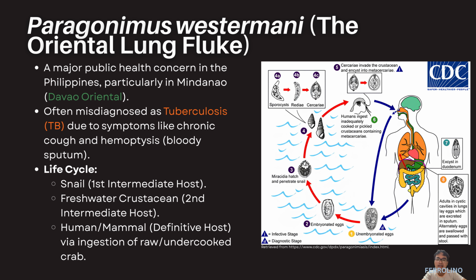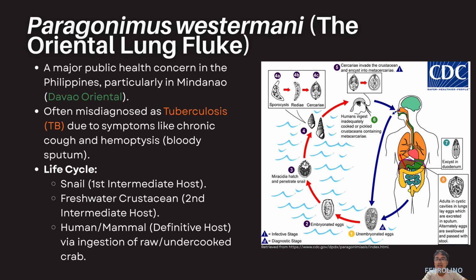As shown in the CDC life cycle diagram, P. westermani requires a tri-host system. The first intermediate host is the freshwater snails, specifically of the families belonging to Pachychilidae or Thiaridae. The second intermediate host are the freshwater crustaceans, primarily the crabs or crayfish.